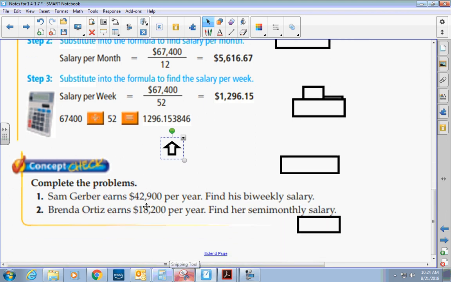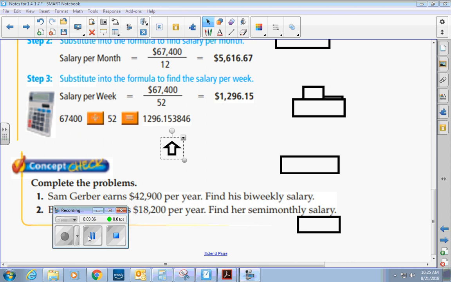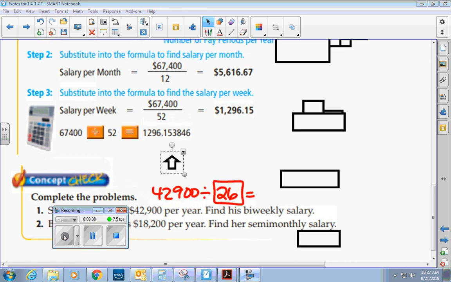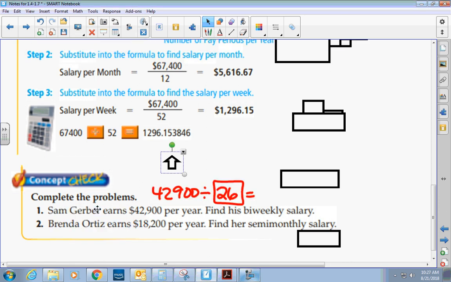All right, we're going to take a moment and answer our concept check problems. We're going to find biweekly salary, and we're going to find our semi-monthly salary. So when we divide 42,900 by our 26 biweekly pay periods, what do we get? 1,650 is correct.